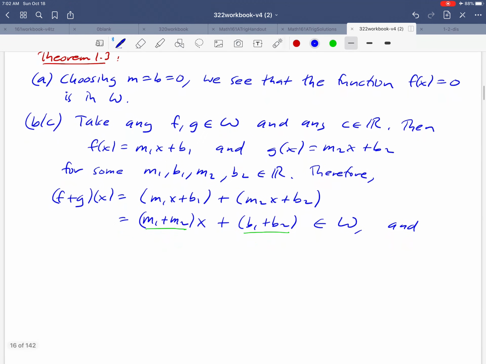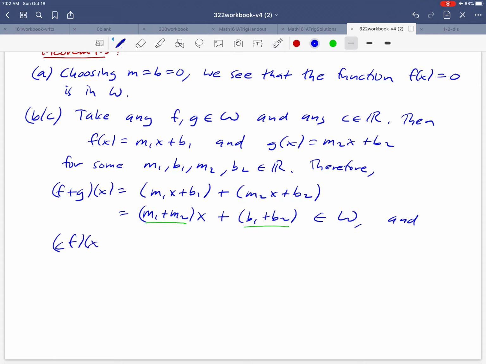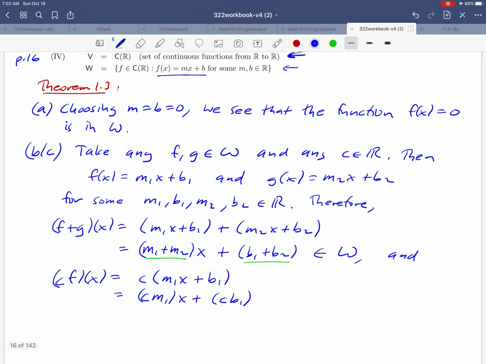Okay, what about scalar multiplication? Well, cf times x would look like c times what our function f of x looked like. That was m1x plus b1. And if we simplify that, that looks like cm1 times x plus cb1. And again, the question, does that fit the form that it needs to live in W? It sure does, because it looks like a number times x plus another number. That means that that scalar multiple of f is in W. And we've just proven closure under scalar multiplication.